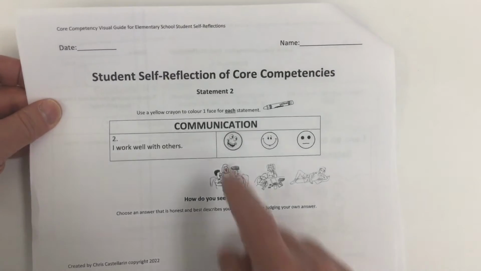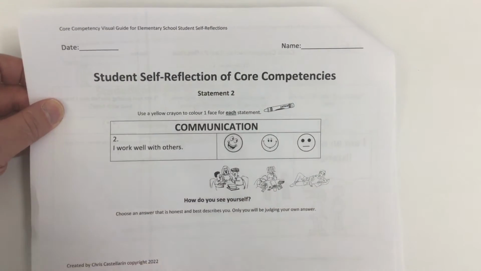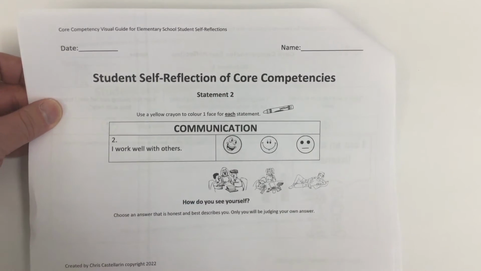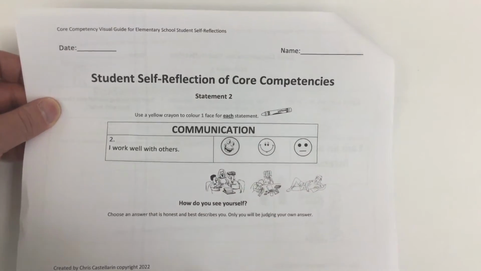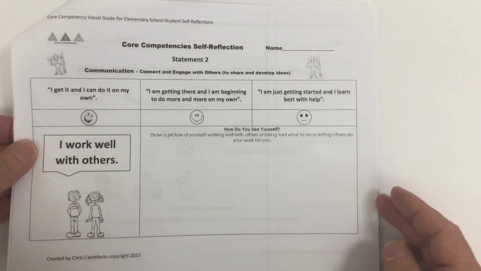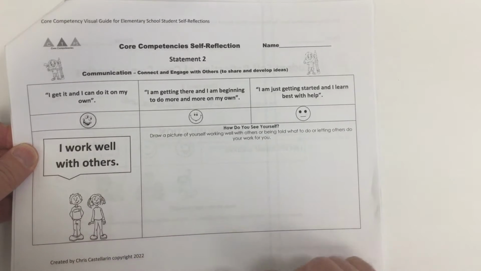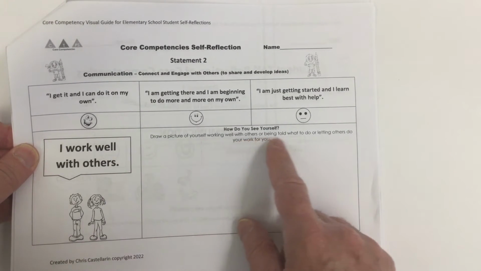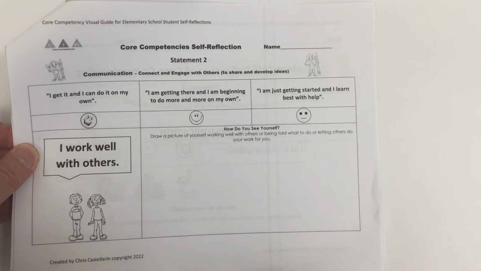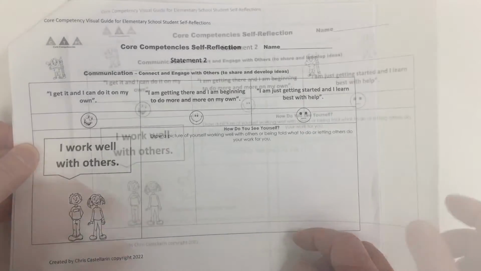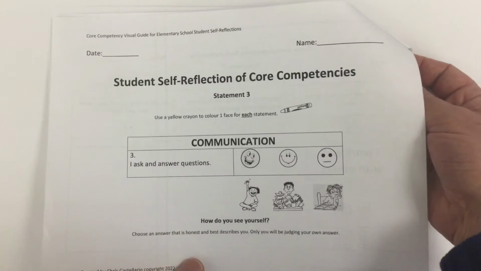As you work through this booklet, you'll see it says Statement 2. Here's our next statement: I will work well with others. Emojis, new clip art in black and white. Here's the picture page for I will work well with others. Draw a picture of yourself working well with others or being told what to do or letting others do the work for you. Communication has 4 statements in total, so there we have Statement 3.